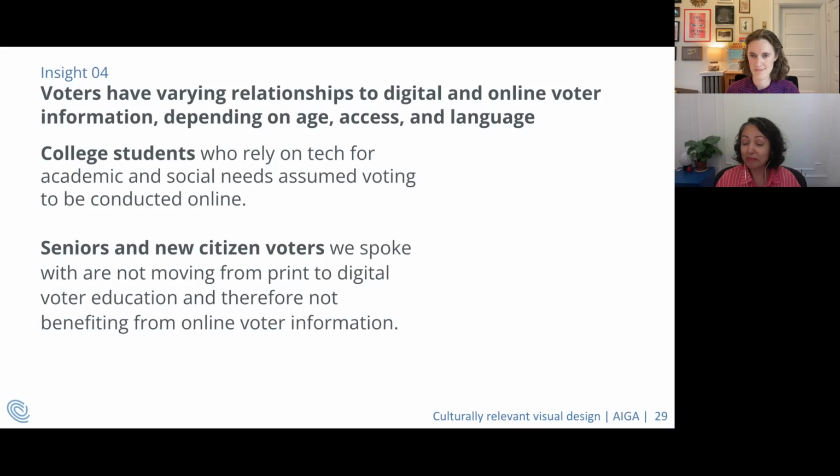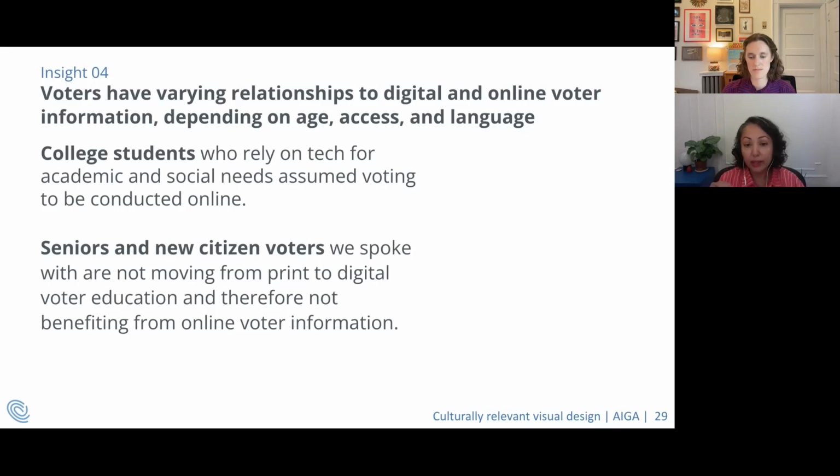Now, on the other hand, there are some seniors who were digitally savvy, but the majority of the seniors and new voters that we spoke to didn't have smartphones and were unfamiliar with QR codes and written website URL links. So let me just illustrate this for you.